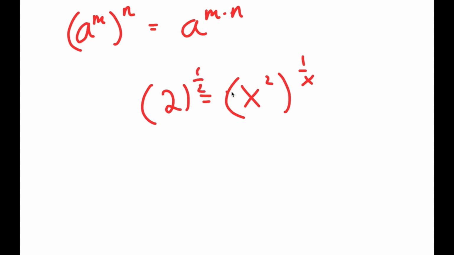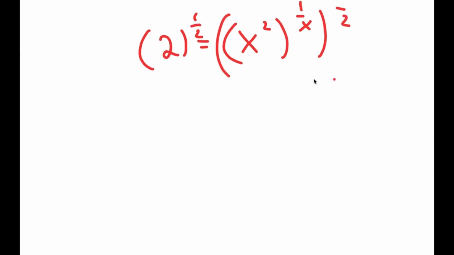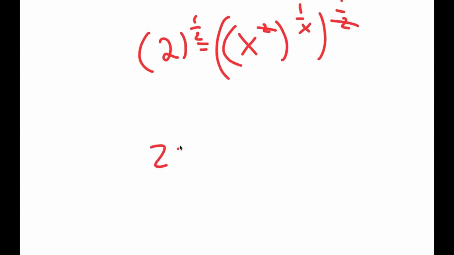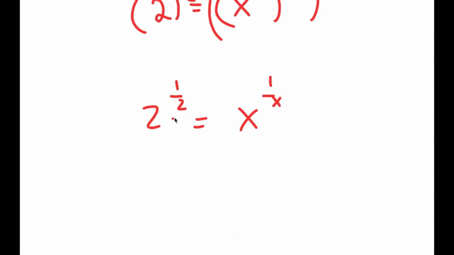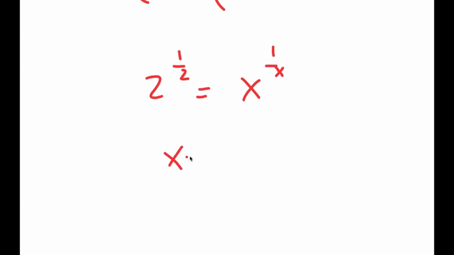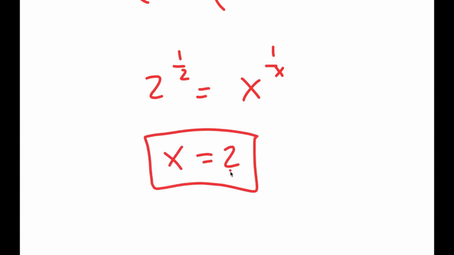Now, I'm going to take the power of 1 over 2 on both sides. So these two cancel out, and I get 2 to the power of 1 over 2 is equal to x to the power of 1 over x. So, because this is in the form some number to the power of 1 over that same number, x to the power of 1 over x is equal to 2. So this is my answer.